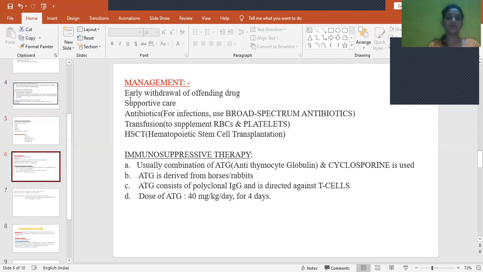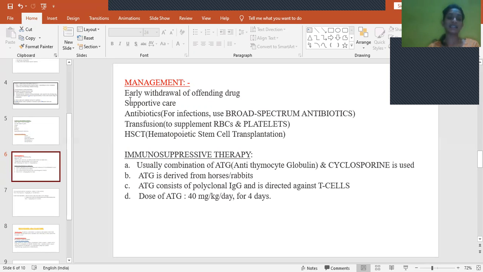And then coming to management, how do we manage this? So first, we have to withdraw the offending drug which is causing this, and supportive care like symptomatic treatment should be given. Antibiotics: as I said, they are at high risk of getting infections, so we have to give antibiotics. It's better to choose broad spectrum antibiotics. Transfusions: as there are chances of bleeding, and also a decrease in red blood cell count, it is required to give blood transfusions like RBCs and platelet transfusions.